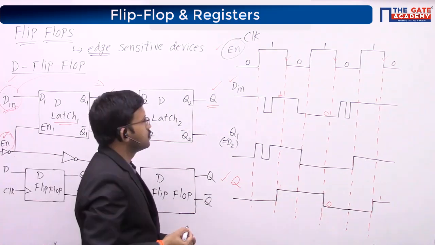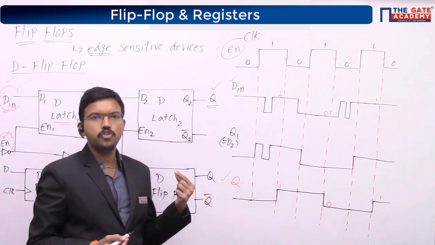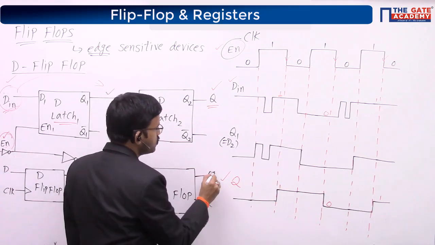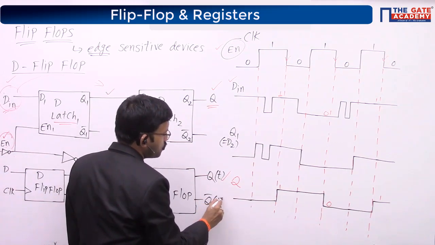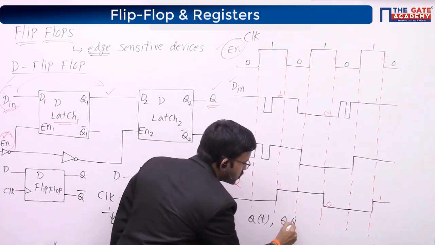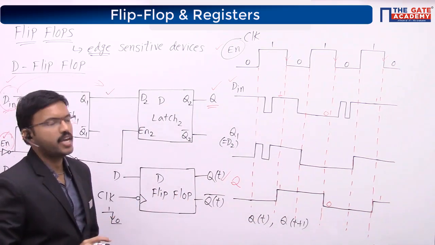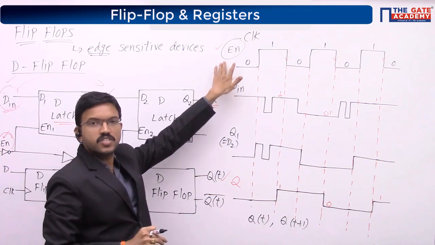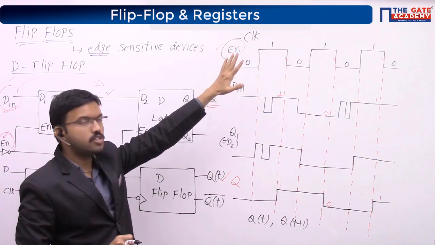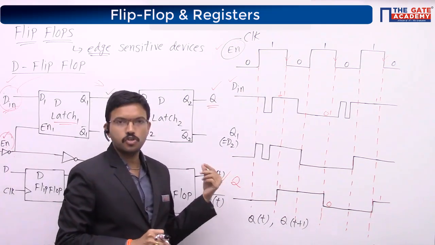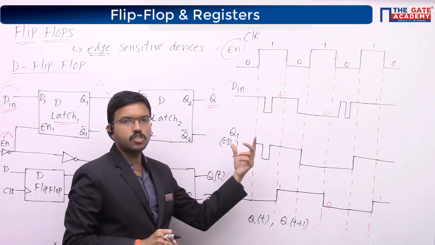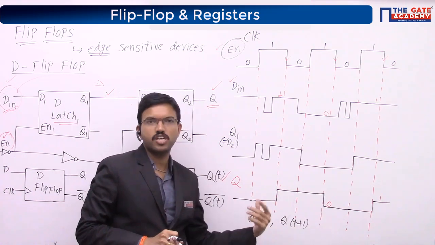One more inverter here. So previously in latches, I considered Qn as the present state and Qn plus 1 as the next state. Here in flip-flops, I will use Q of t as the present state, Q of t plus 1 as the next state, just in order to distinguish. In the latches I considered the enable signal, whereas in flip-flops I will use the clock signal. I will change the notation: there I used Qn as the present state, here I will use Q of t; there I used Qn plus 1 as the next state, here I will use Q of t plus 1.